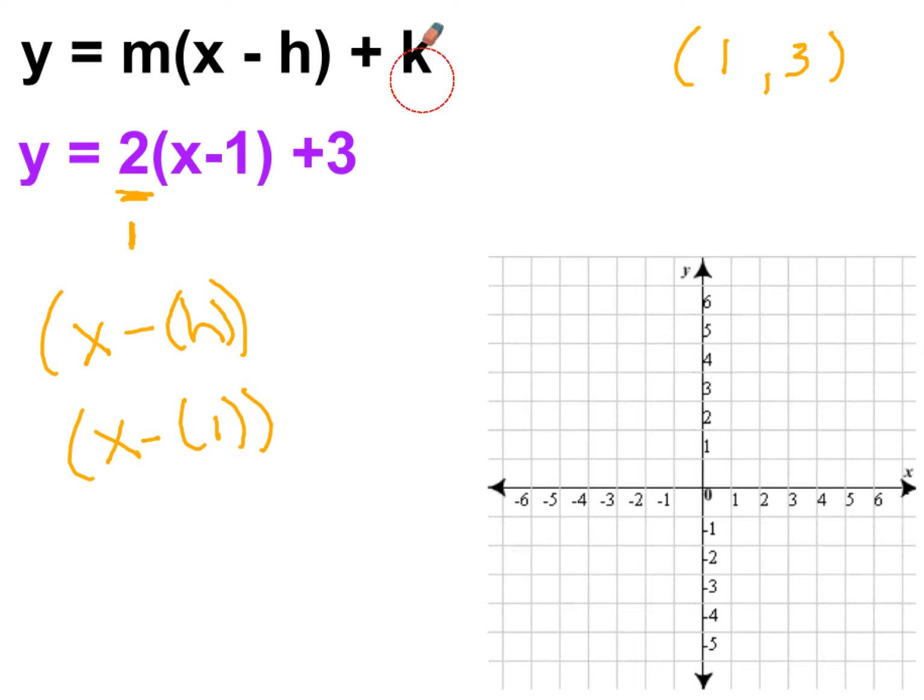Okay, so now that I have this point, I pulled out my point. I got the positive 1 from my negative h right here, and then I got the 3 from my k. So I can plot that point, 1, 1, 2, 3. So there's the point I start from instead of my y-intercept. And now I just graph my slope from this point. My rise is 2. My run is 1. So 2 over 1, 2 over 1. I can go up again if I wanted to. And there's my line.